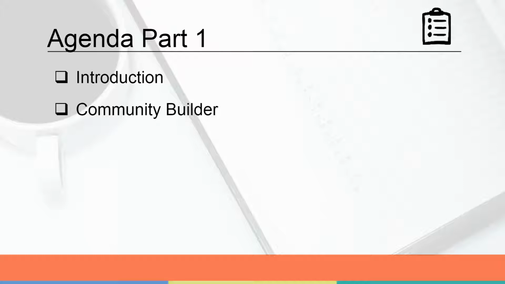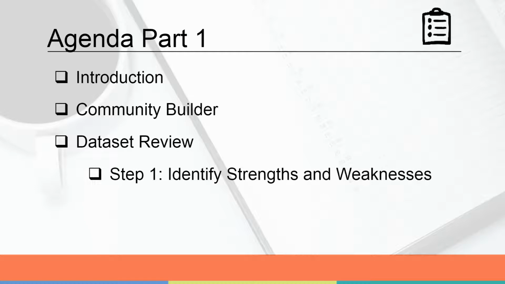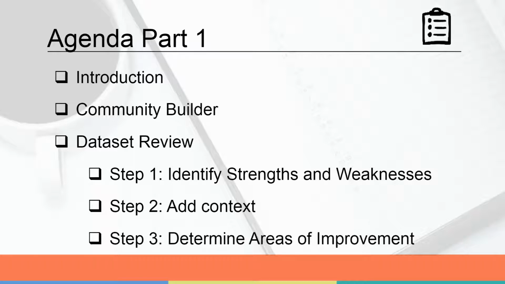After an introduction and a community builder in part 1, your team will review and reflect on the data that you brought today. This process breaks data reflection down into 3 important steps. Step 1 is to identify the highs and lows in your data. During Step 2, your team will take the time to add context by discussing what you're seeing, why it's important, and adding any relevant information that might help you with your reflection and planning. Finally, Step 3 will be to determine, based on your reflections on the data, the areas that you would like to improve. Your team will repeat these 3 steps for every data set that you brought to look at today.